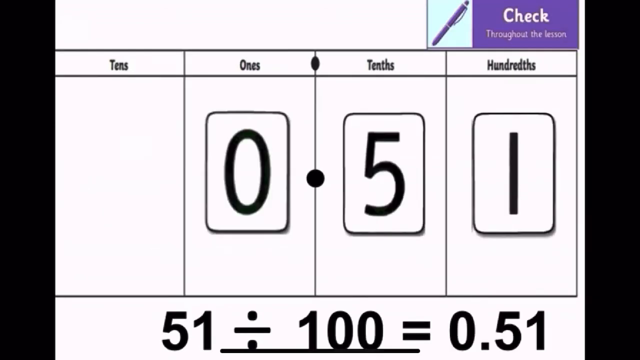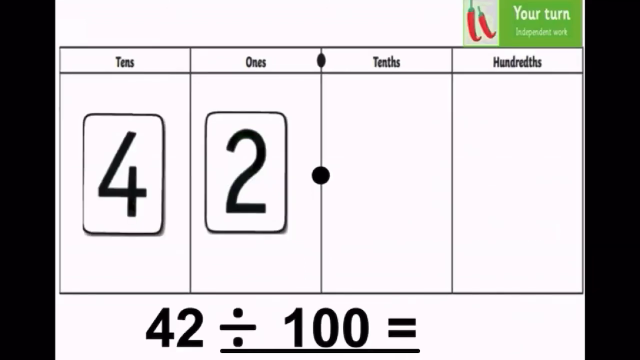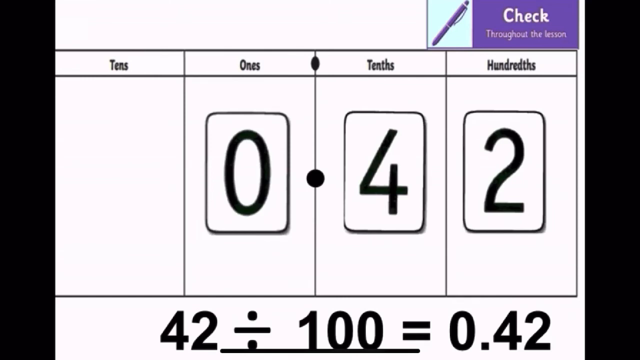Okay, let's have a look at this together then. So 51 divided by 100 is 0.51. So each digit has moved 2 places to the right. Let's try another one. Pause the video. Have a go at dividing 42 divided by 100. Let's have a look together. So 42 divided by 100 is 0.42. Each digit has moved 2 places to the right.